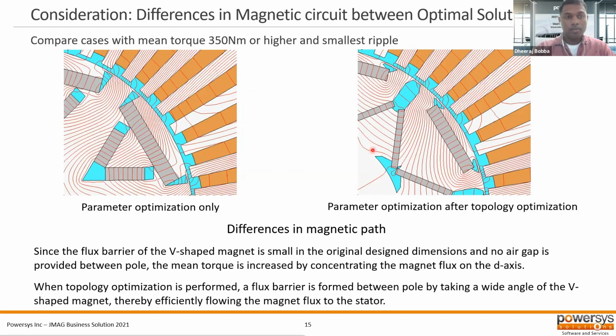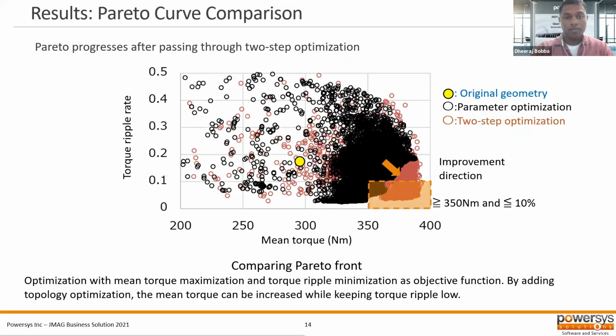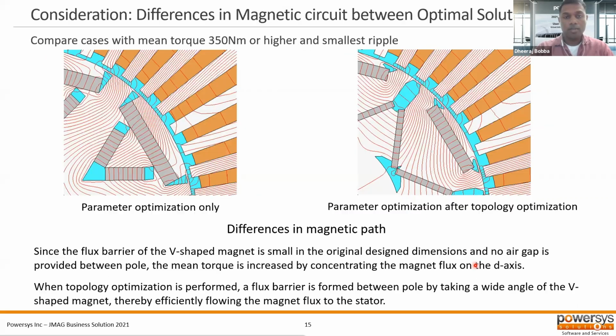Here we're looking at two examples that are on the Pareto front for both the designs, both optimization steps, meaning one from the black and one from the orange Pareto curve. And we can see that the geometry is quite different. Specifically, the distribution of this V-shaped magnet is much wider here, and the flux barriers for the Q-axis are not well defined. Here we have a really good bridge shape that focuses the flux all the way in the D-axis to the stator.